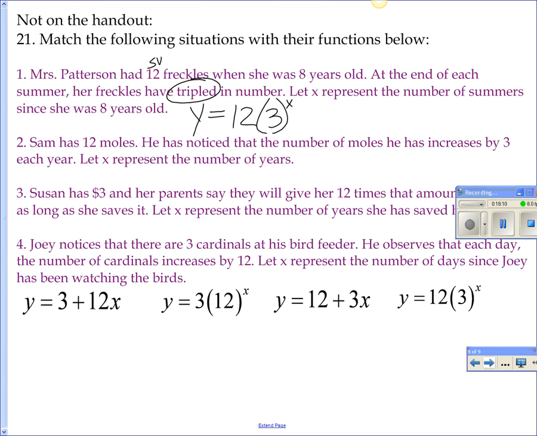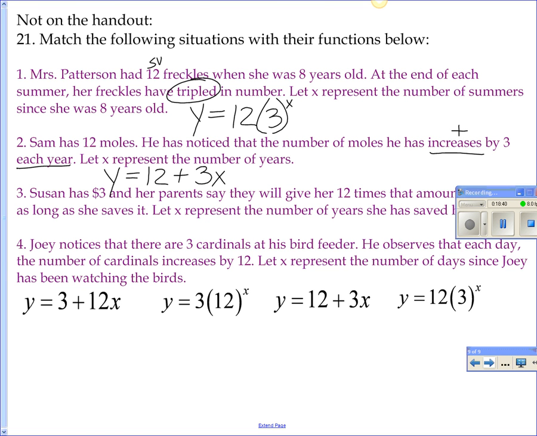Number 2, Sam has 12 moles. He knows that the number of moles he has increases by 3 each year. Let X represent the number of years. Monica, help me with a Y equals for this one. What do you think it would be? Okay, so is there a percent? Okay, so increases doesn't mean to multiply. It means to plus. So I just put plus 3x because it's each year. So just 12 plus 3x.